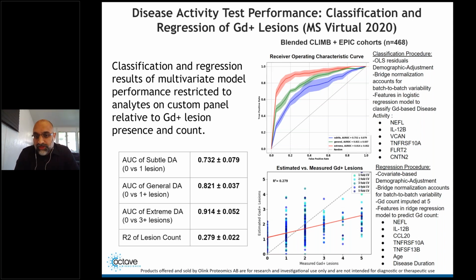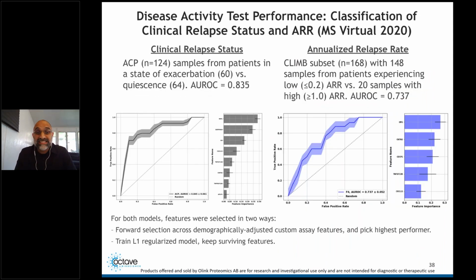In this case, we clip the number of lesions, the maximum number of gadolinium lesions at 5, and we're able to estimate using our biomarker models the number of GAD lesions on the associated MRI. 2 other endpoints that we've looked at are classification of clinical relapse status and annualized relapse rate. So in this, on the left-hand side, this is classification of samples from patients in a state of exacerbation versus quiescence. And so we are able to classify that with an AUC of 0.835, and this is using an 8-feature model to classify those 2 categories.